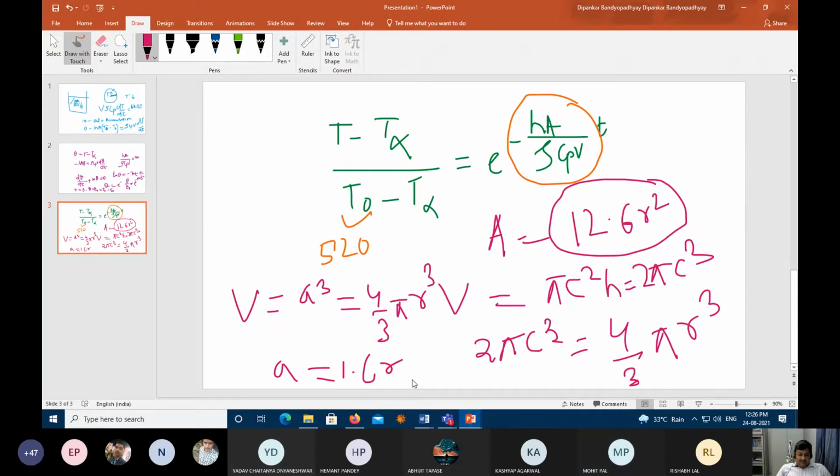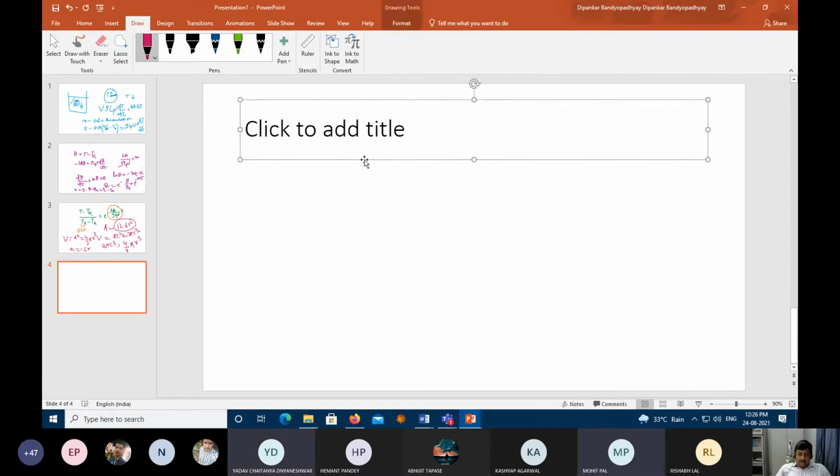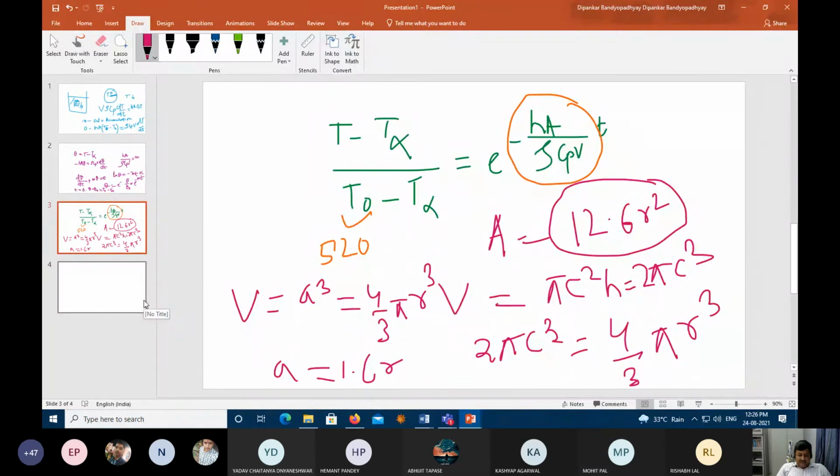Now you replace back and calculate the area. What is the area of a cube? 6A square, right? Now from here you replace A with R, and then how much do you get for 6A square in terms of R? 15.36. 15.6. So you have the three.